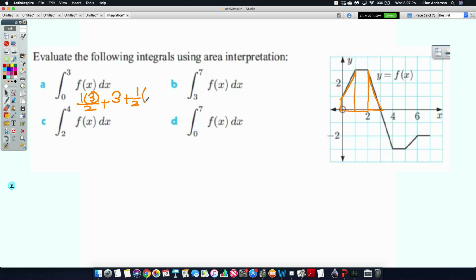And then for a trapezoid, remember it's 1/2 your height. What's the height of your trapezoid? 1. And then you add your two bases. What's the sum of your two bases? 4. So it's half of 4, 2, plus 3, 5, plus 3 halves. 8 halves, 13 over 2. 5 plus 1 and 1/2.